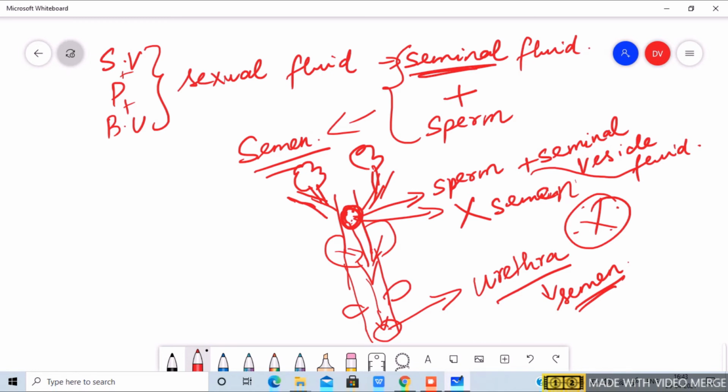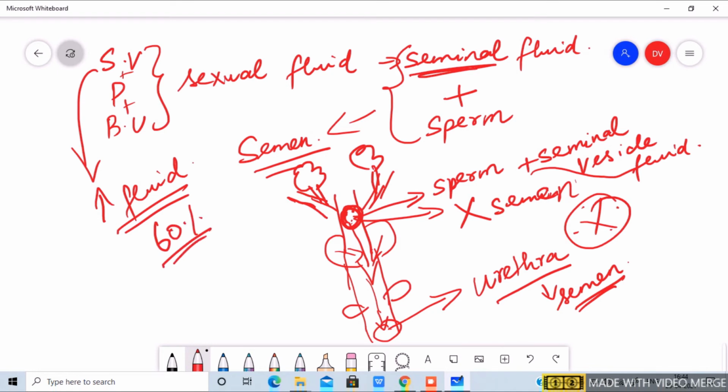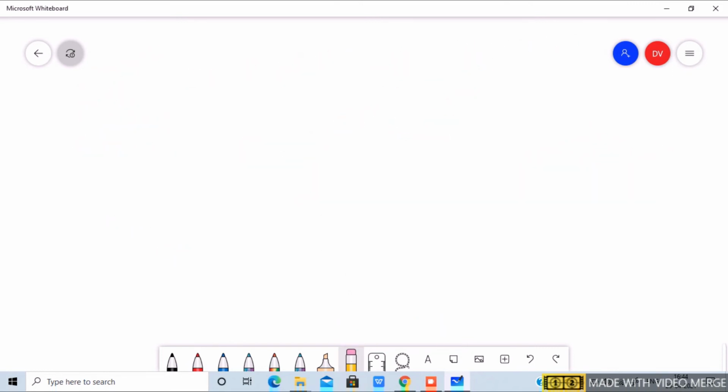Now what is the need for this sexual fluid? And guys, why is the fluid known as seminal fluid, though it has two other glands involved? Because the seminal vesicle contributes the maximum amount of fluid to semen, around 60%, and the remaining 40% is from the prostate and the bulbourethral gland. Alright guys. Now what is the function of this fluid? The function of all these fluids, the semen.